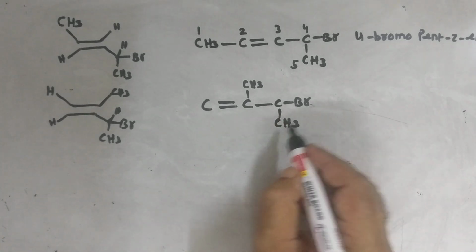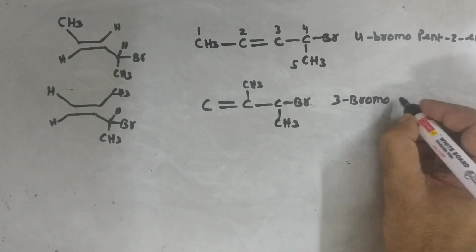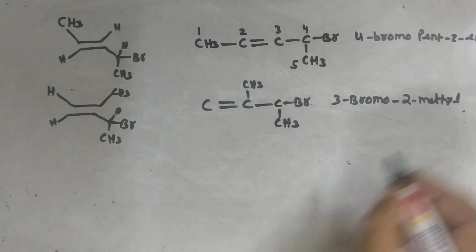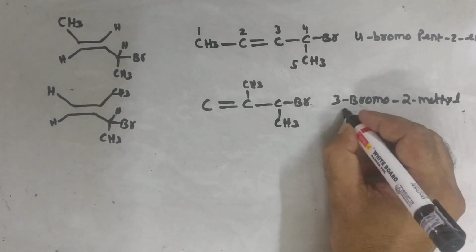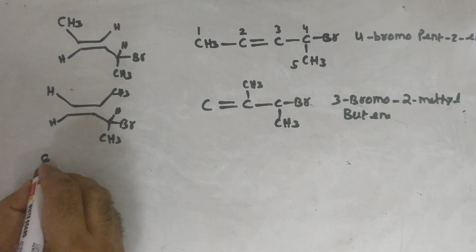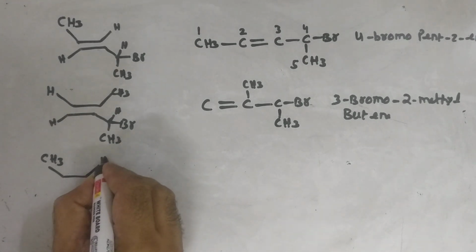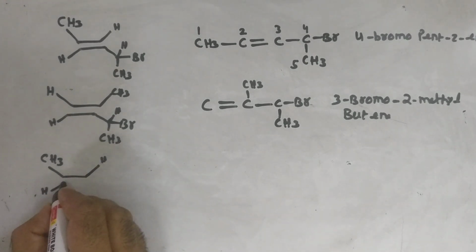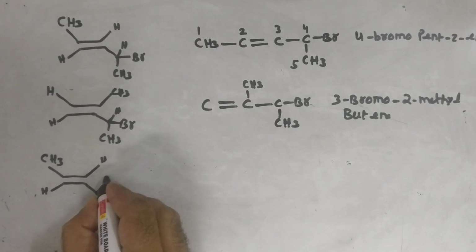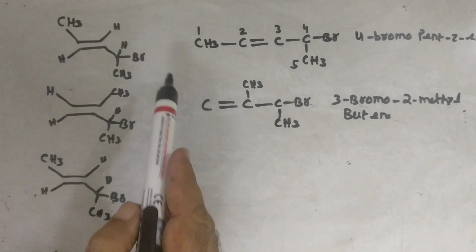1 2 3 4. It's 3-bromo, 2-methyl, and 1 2 3 4 butene or but-1-ene, whatever you want to call it. Now let's see the third example. This is CH3. I hope you're getting the things. You should also practice along with me. And a CH3. I hope you would have guessed it.